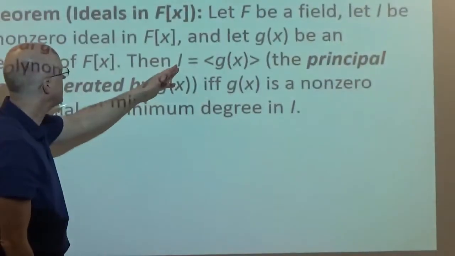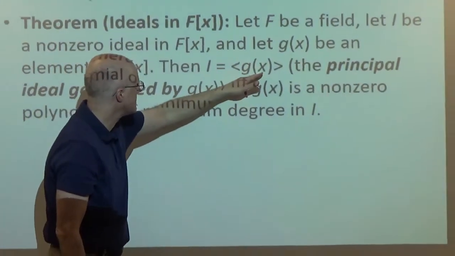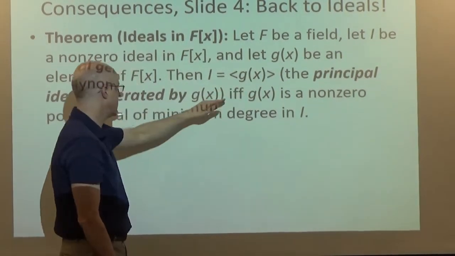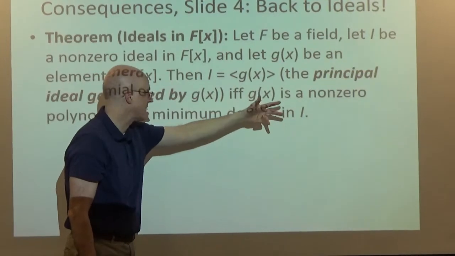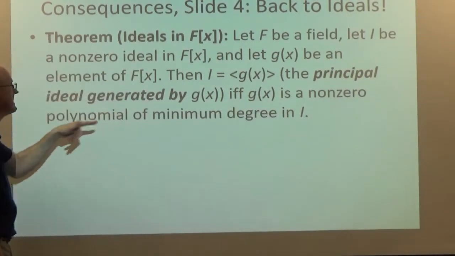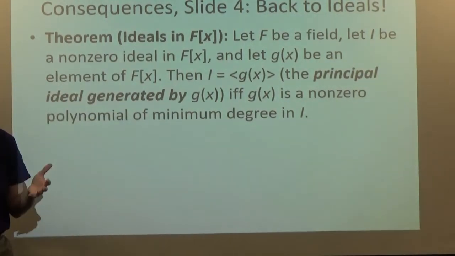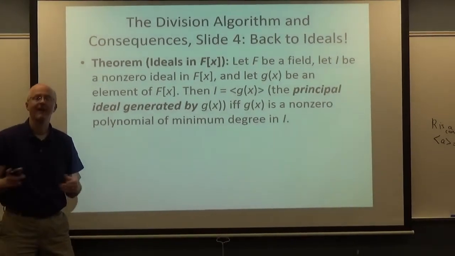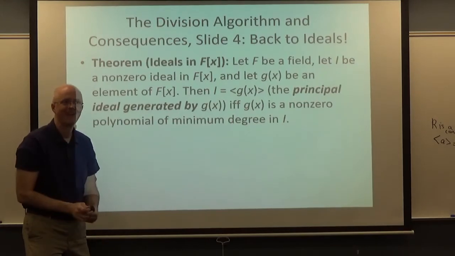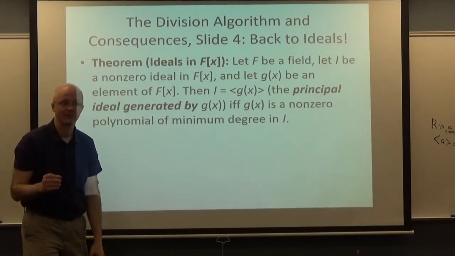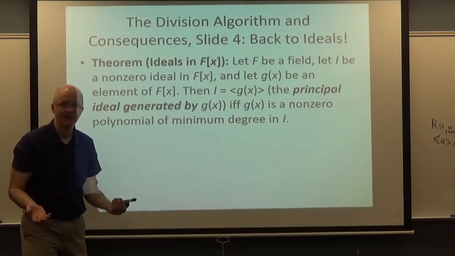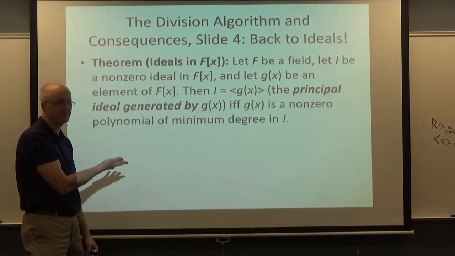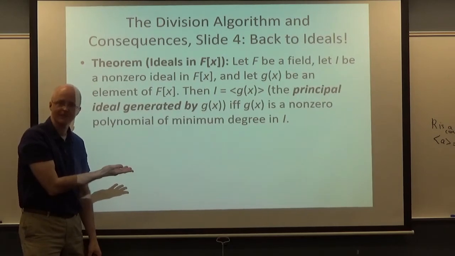The ideal we're talking about here is going to equal a principal ideal for a given polynomial G of x, if and only if G of x is in I, and it's also got the property that it's non-zero and it's of minimum degree. There are no polynomials in I that have smaller degree. And here's a good reason to say the degree of the zero polynomial is undefined. Because then you have to modify what you're saying here. You have to say a minimum degree except for the zero polynomial.